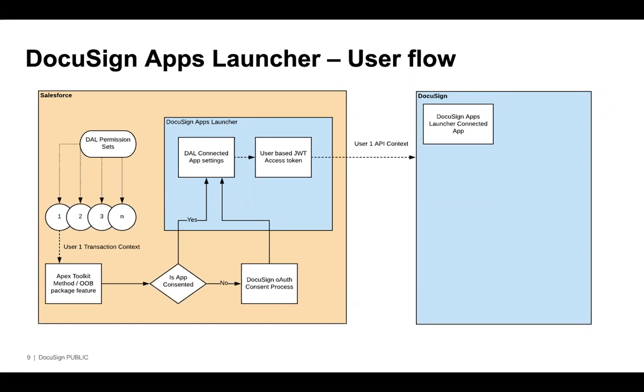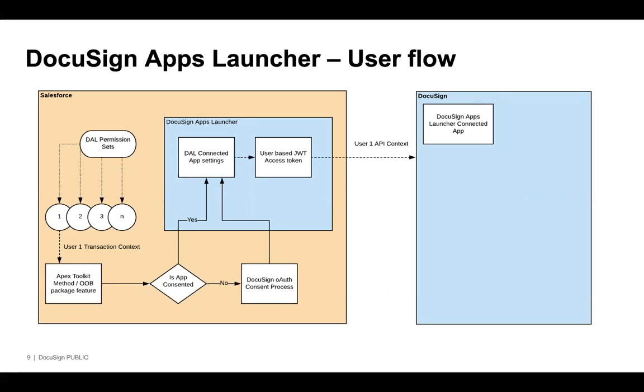This is like our regular OAuth flow. For example, if you visit any website and find an option of sign in with Gmail, you are giving Gmail the authority to act on your behalf. Similarly, within the DocuSign Apps Launcher managed package, before any end user invokes any DocuSign API on their behalf, we are making sure that the end user understands the implications and accepts the consent.